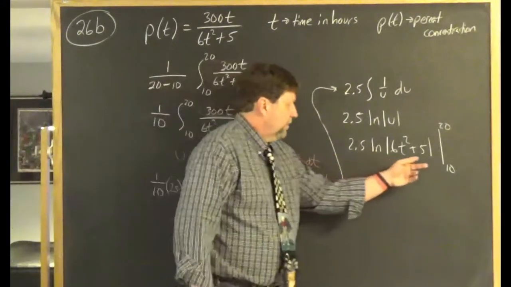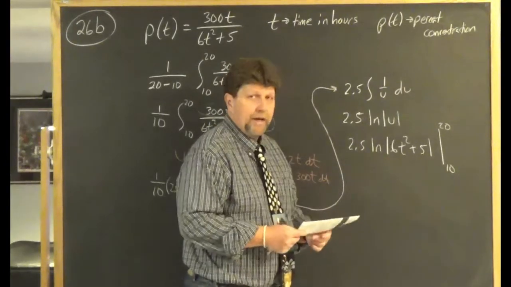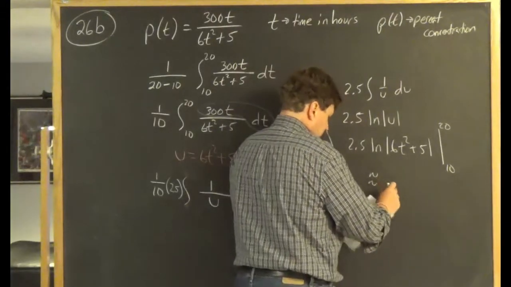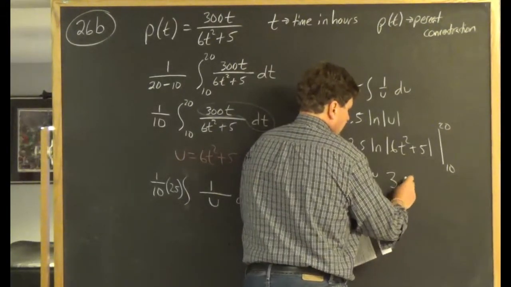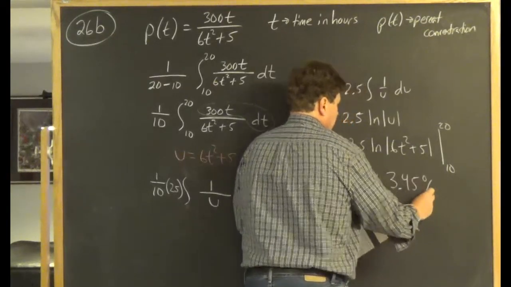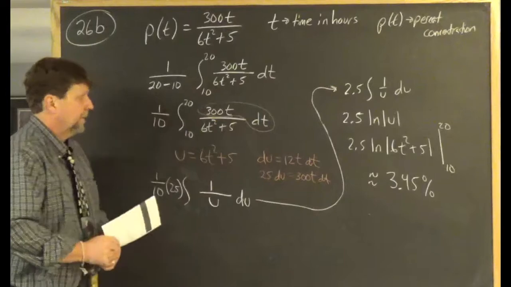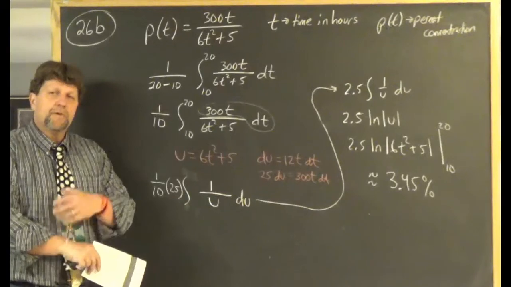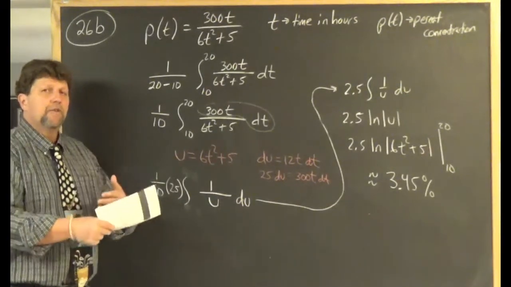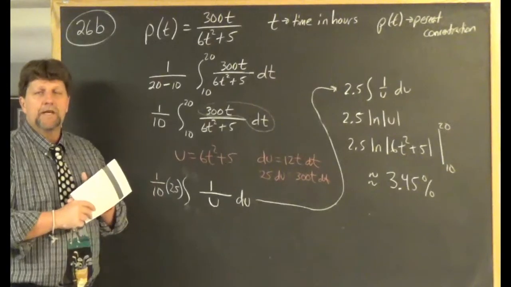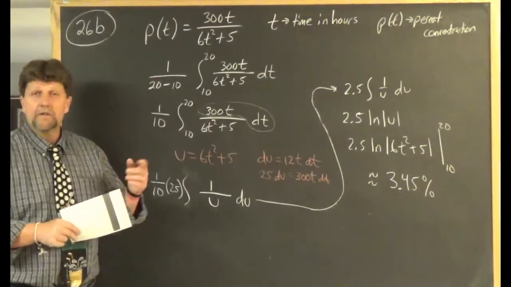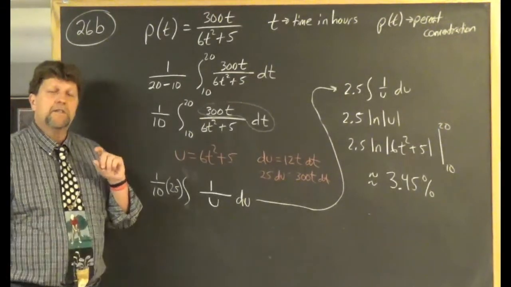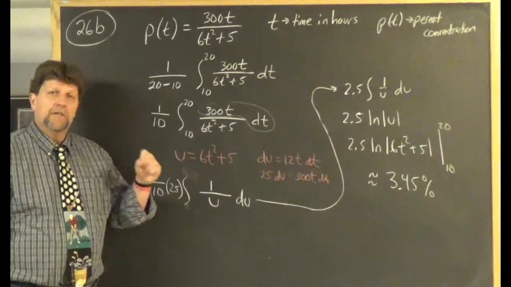When you evaluate this, and I would crank it through a calculator, you're going to end up with something pretty close to 3.45%. So that's the average percent concentration on the interval 10 to 20. 10 to 20 hours after the medicine was administered, the average percent concentration was 3.45%.